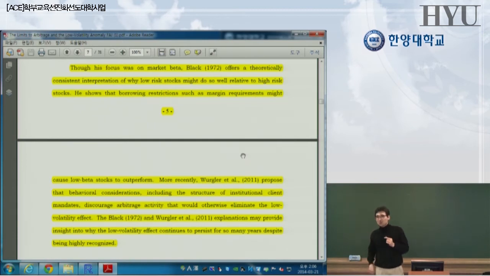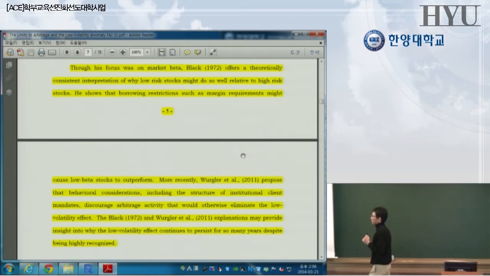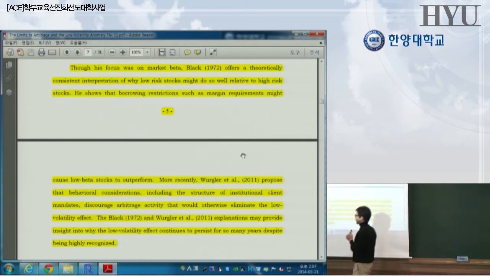It's an open question. The pattern has existed for such a long time, and it is so easy to make money out of it. But why is it still there? If everyone tries to make money out of it, because of competition, that should go away. But why is it still there?